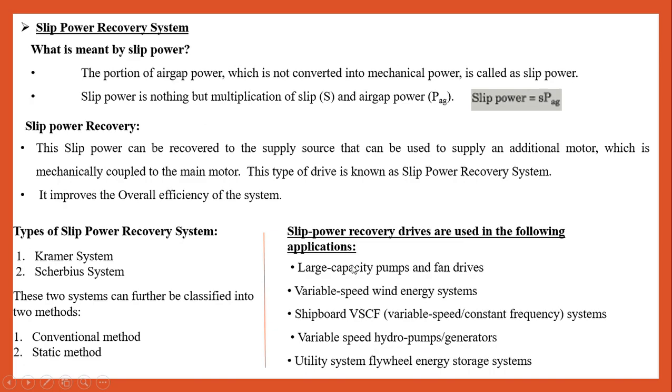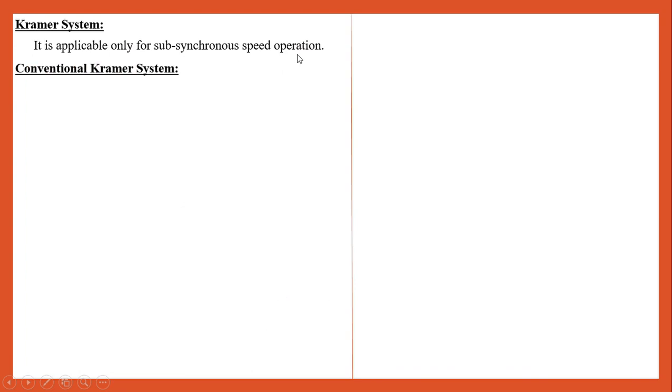Students should know the applications of slip power recovery drives. First, large capacity pumps and fan drives, variable speed wind energy systems, shipboard variable speed constant frequency systems, variable speed hydro pumps or generators, and utility system flywheel energy storage systems. These are all the applications of slip power recovery drives. Let us take the first one, the Kramer system. It is applicable only for subsynchronous speed operation.